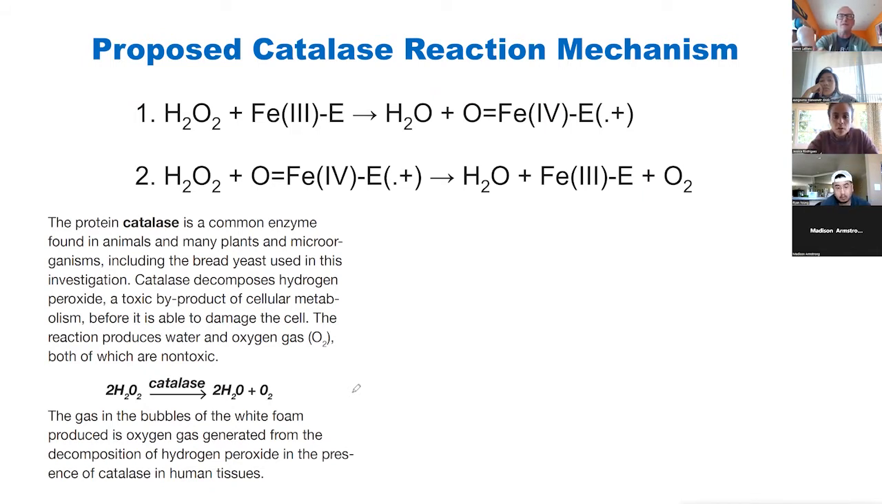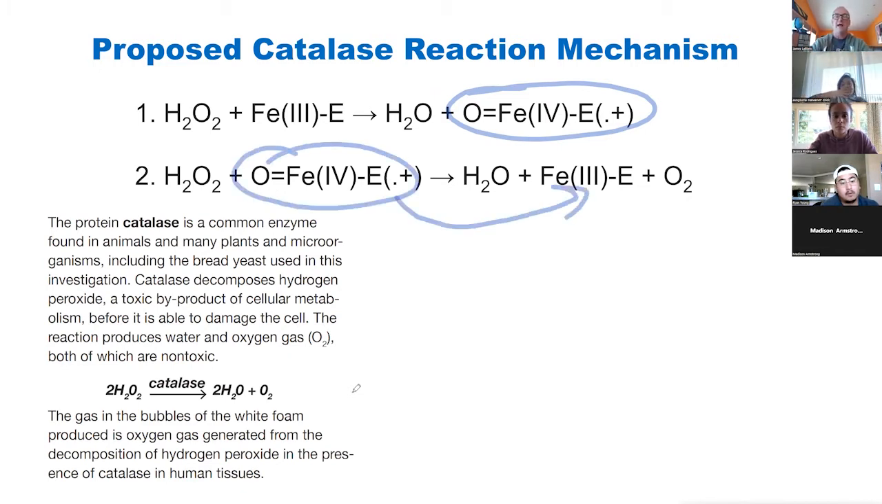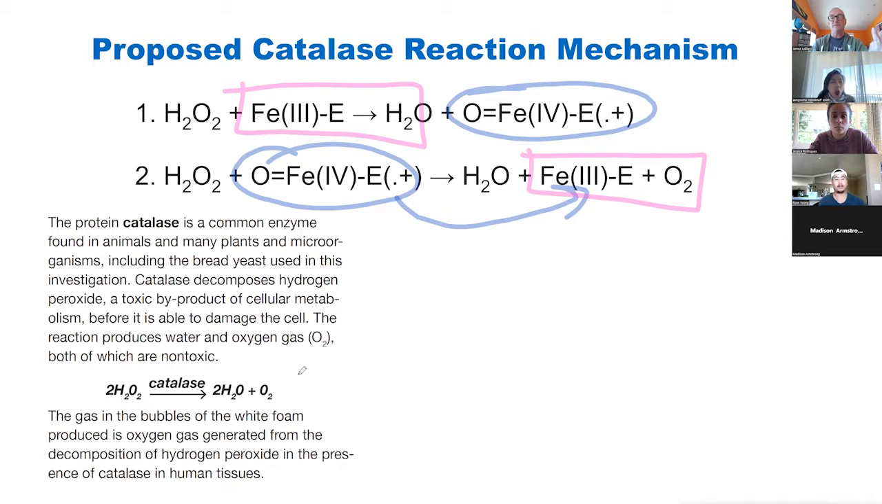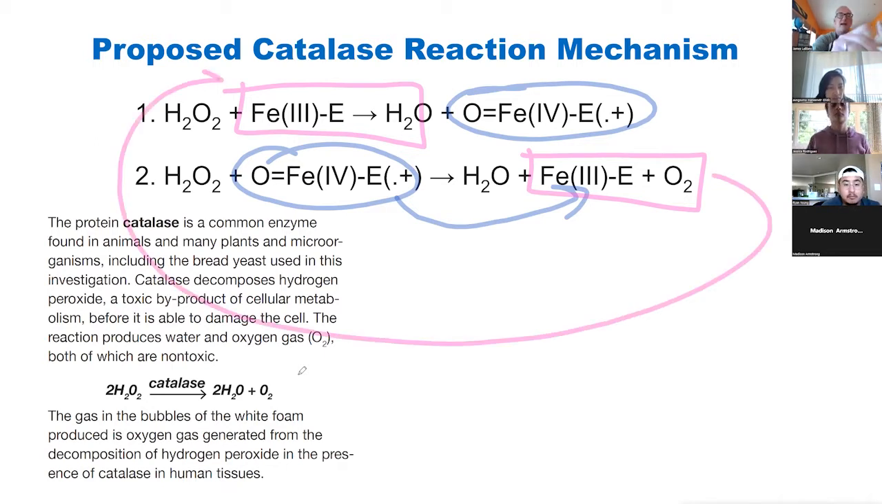Notice that after the first step, the iron forms a covalent complex with the oxygen. And then it releases that oxygen and goes back to what it looked like originally. So it was an iron 3 complex bound to the catalase enzyme at the end, and it goes back to being an iron 3 enzyme complex at the beginning.